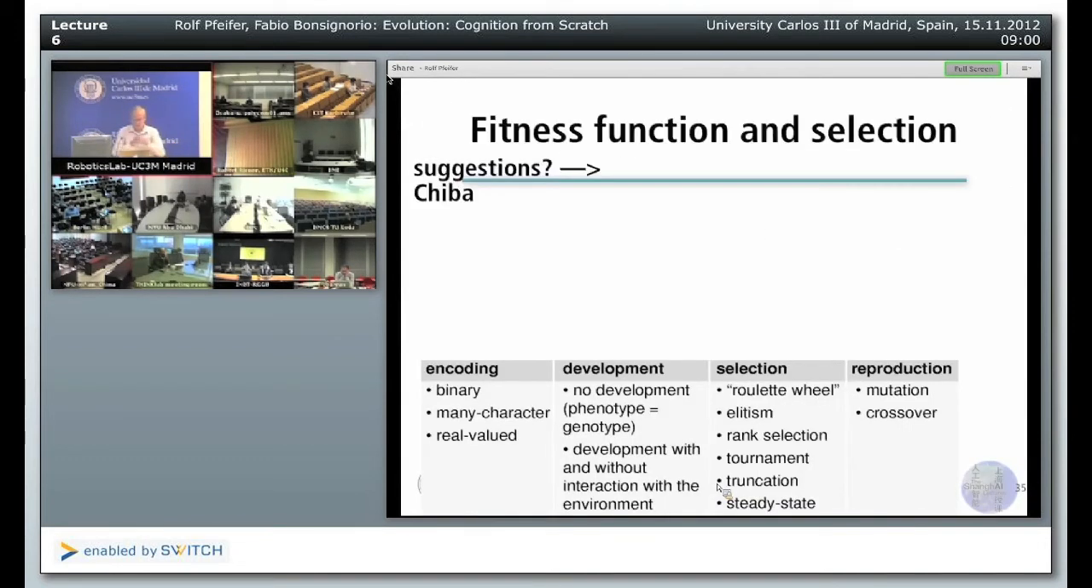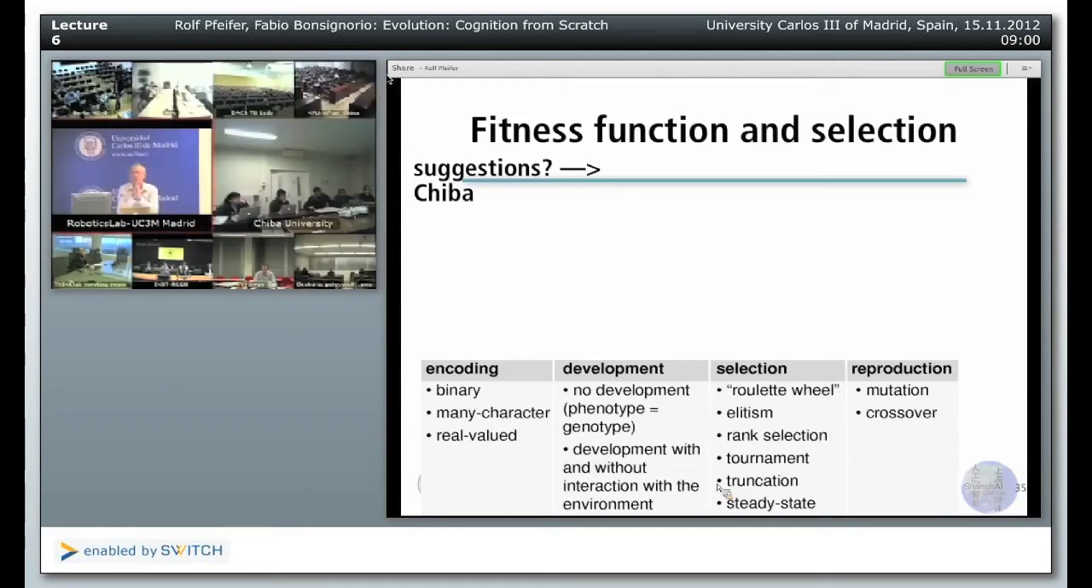Now, we need a fitness function for this robot. Can we briefly switch to Chiba, maybe? And you can give us an idea on the fitness function that you might want to use. I mean, so what does it depend on, the fitness function? Fitness function exactly depends on the task. So first we need to define a task for the robot. For example, finding the exit.